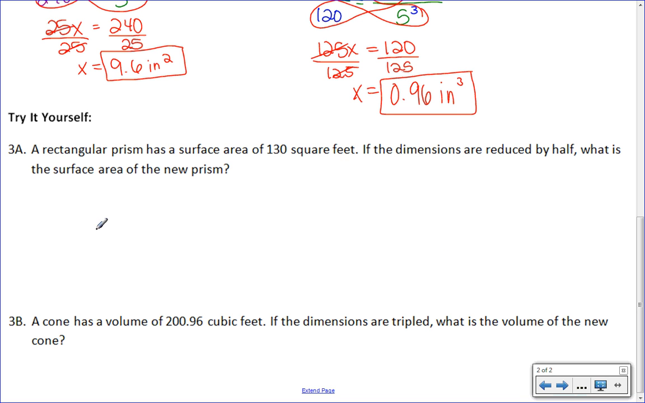Okay, for the first one, the surface area of the new prism should have been 32.5 square feet. And for the second one, the volume of the new cone should have been 5,425.92 cubic feet.